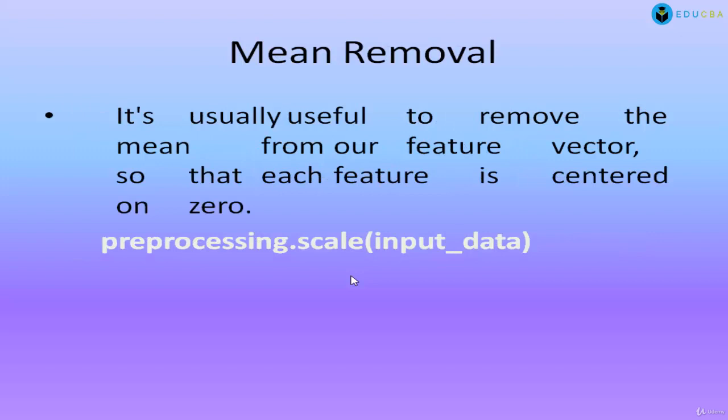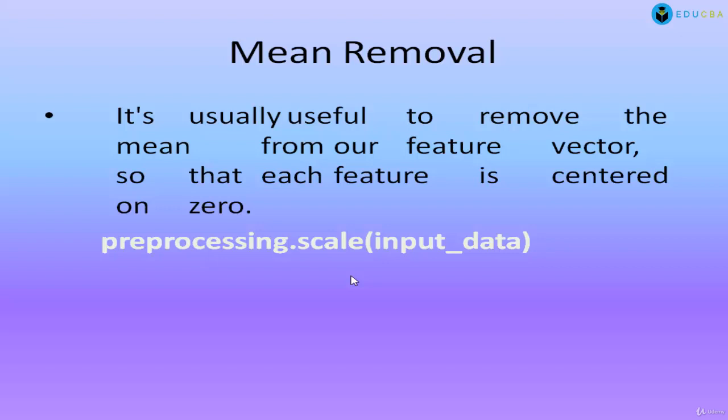Next, mean removal. It's usually useful to remove the mean from our feature vector so that each feature is centered on 0. Now what is a feature vector? A vector, you can say, is a list, and that list will contain our different features. So what we are doing here is removing the mean from our feature vector so that each feature will be centered on 0. For that, we are using the scale function of the pre-processing module, and we are passing input data as an argument.